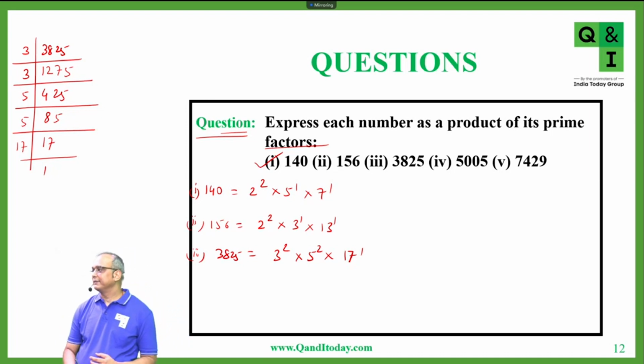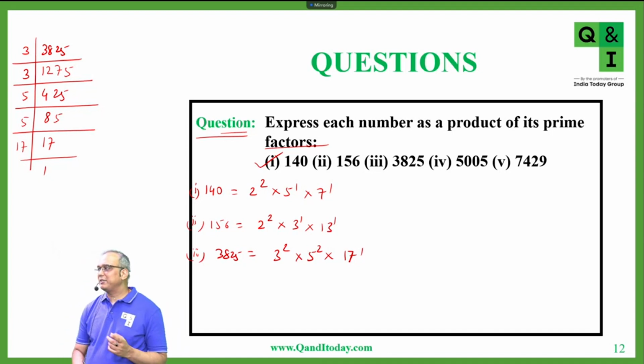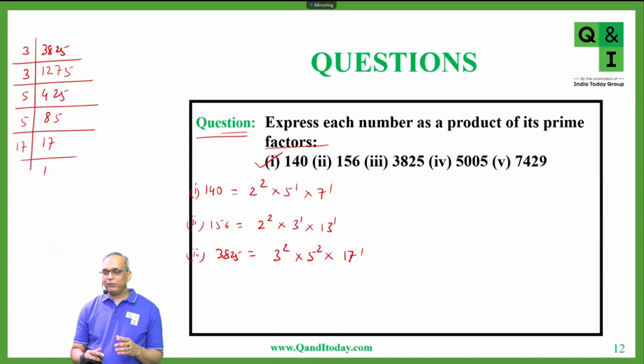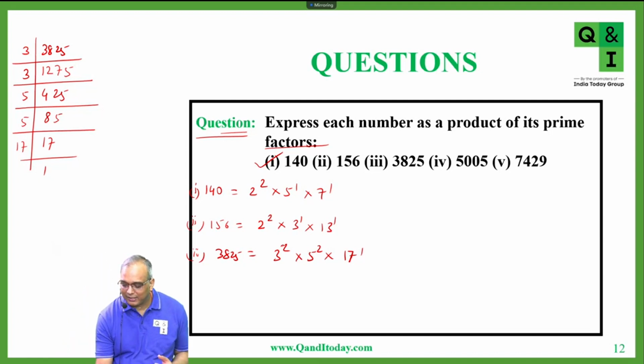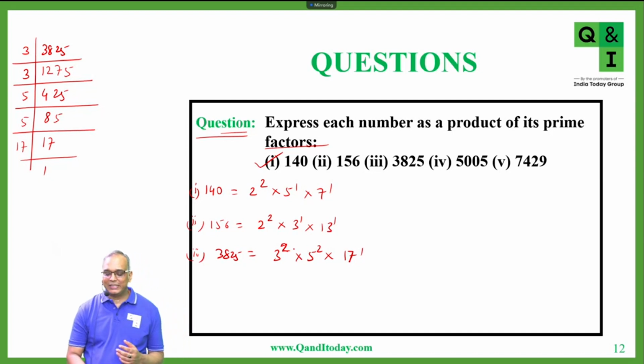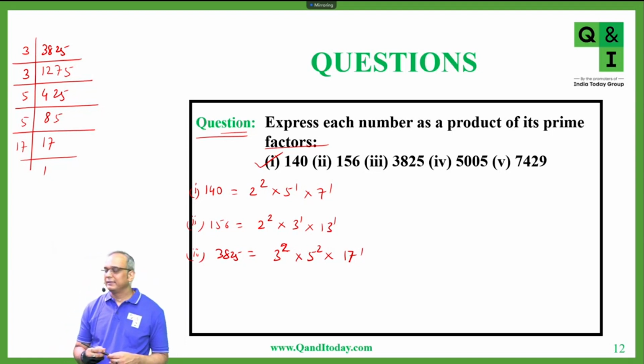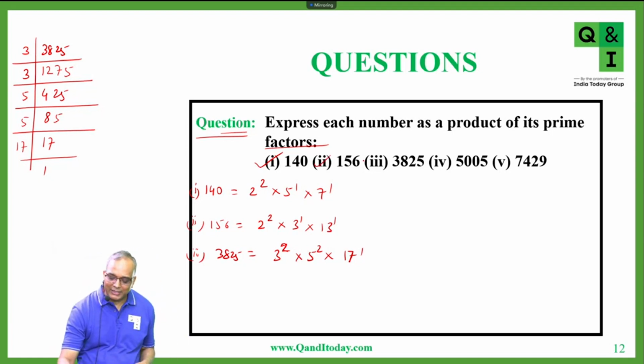Yes, correct. So when you write your prime factors, always keep in mind that it should be in ascending order. Even if you write it in any order it does not matter, but the examiner would like to see it because you are in class 10th. It should be in a proper way. So always write it in ascending order. Okay. So second, third done. Fourth one, 5005.